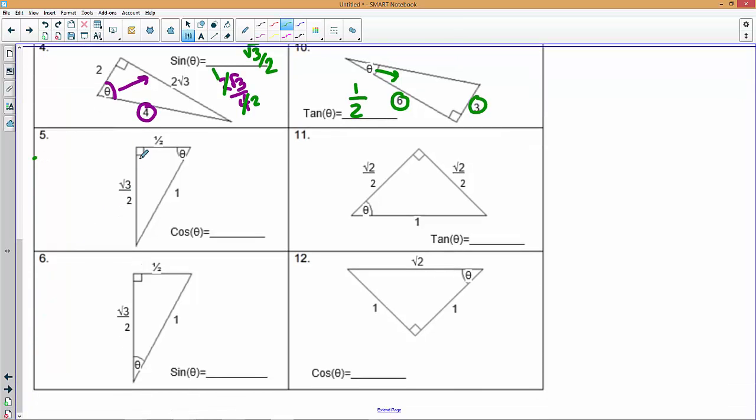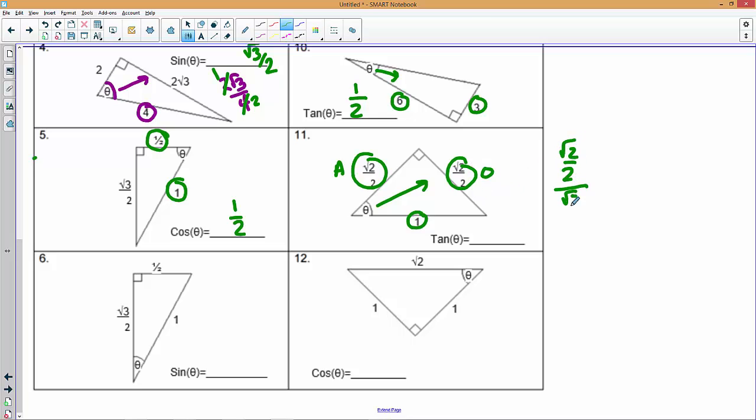Okay, number 5. The cosine of theta is the adjacent over the hypotenuse, right? So it's 1/2 over 1, which is just 1/2. Cosine is the adjacent over the hypotenuse. Okay, number 11, the tangent is the opposite. That's the opposite, okay? Opposite over the adjacent, okay? Because this is the hypotenuse down here, right? You're not used to seeing the hypotenuse in the bottom, but that's definitely the hypotenuse. So it's radical 2 over 2 divided by radical 2 over 2. And you can do keep, change, flip, but you can be smarter and just say what? Anything divided by itself is always 1, no matter how complicated that other thing is.